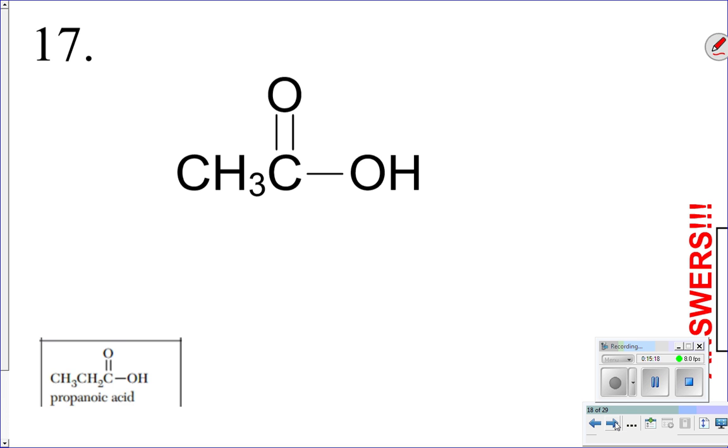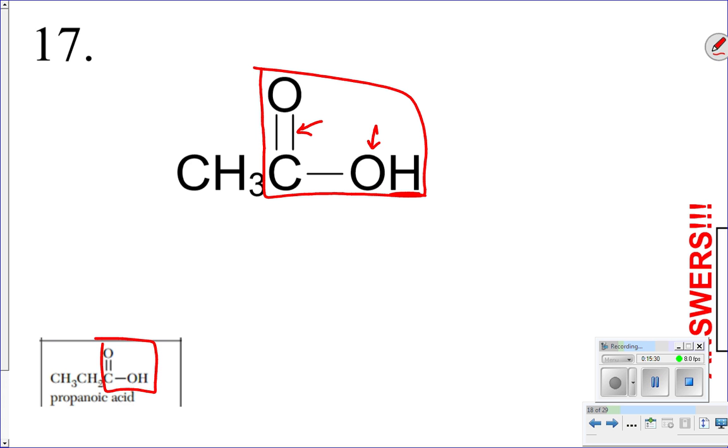This molecule, what stands out to me is the fact that there are 2 oxygens, a double-bonded oxygen and a single-bonded oxygen with an H on it because it's on the end of the molecule. This is a COOH group. The other molecule that has 2 oxygens in it is going to be your ester. That ester functional group would have to have more carbons over here. We don't have that, so since this is on the end, this is considered an organic acid.